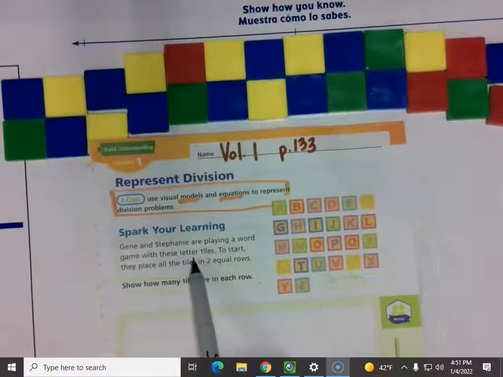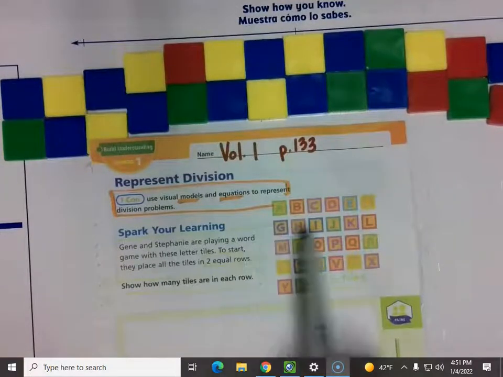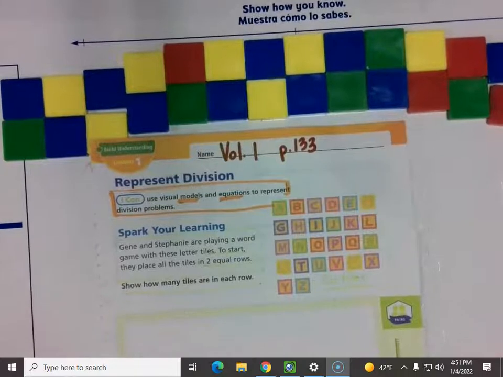In the first problem, we have a word problem that involves using these tiles over here, these alphabet tiles. Jean and Stephanie are playing a word game with these letter tiles. To start, they place all the tiles in 2 equal rows.